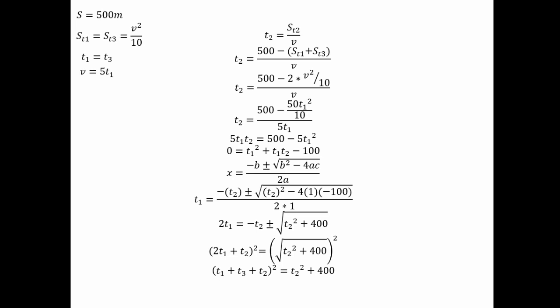So t1 plus t3 plus t2, whole square, is equal to t2 square plus 400, and t1 plus t2 plus t3 is the total time during motion that is given to us, that is t0, which is equal to 25 seconds. So 25 seconds square is equal to t2 square plus 400. So 25 square is 625, minus 400 is equal to t2 square, and now t2 is equal to 15 seconds, and that is our correct answer.